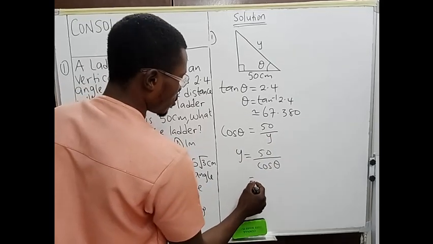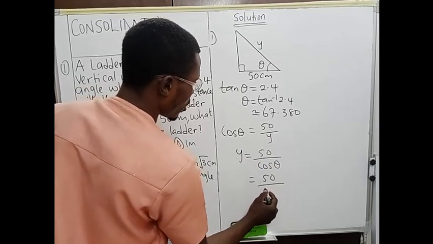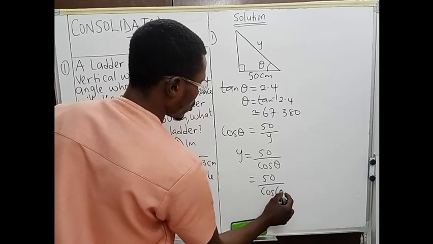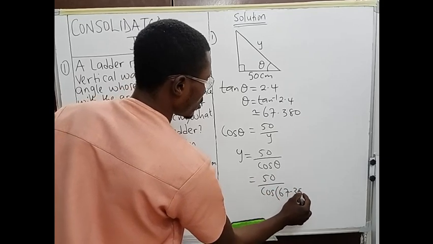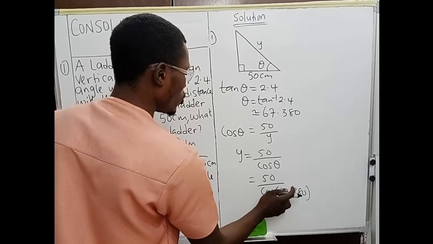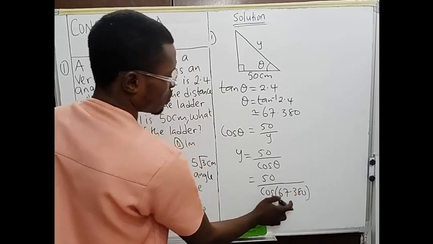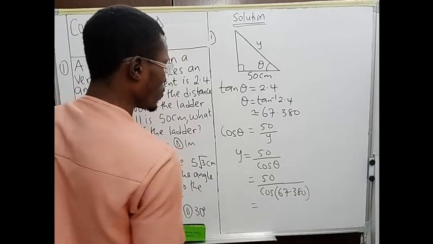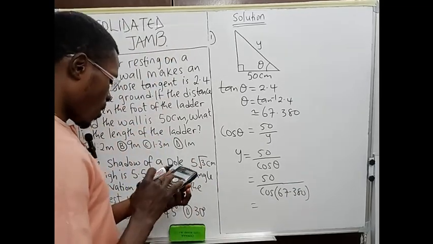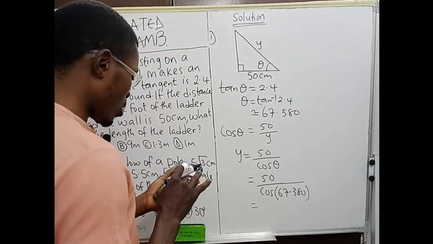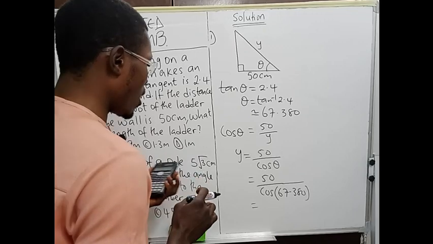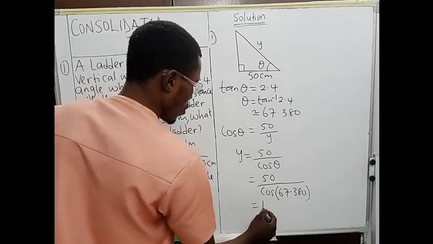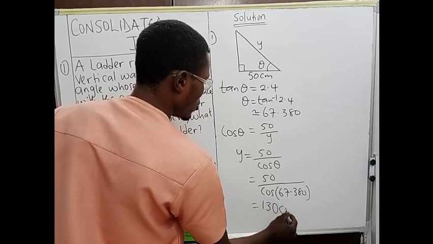Next, I have 50 over the cos. The angle is what? 67.380. Remember I told you I'll be using the actual value, right? So this will give what now? 50 over cos of the angle. 50 divided by cos of this angle. I have 130 centimeters.